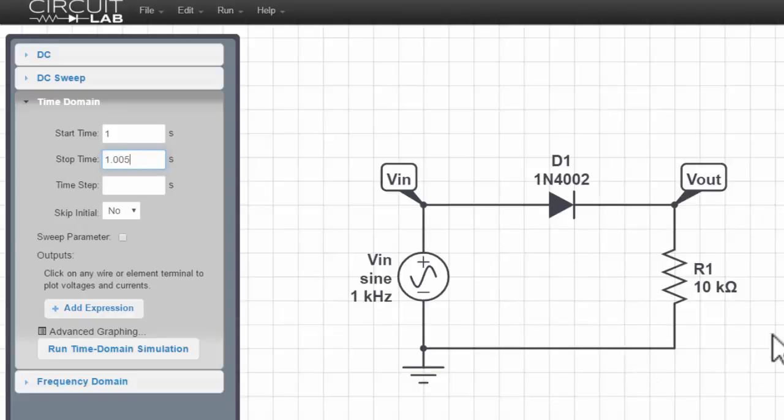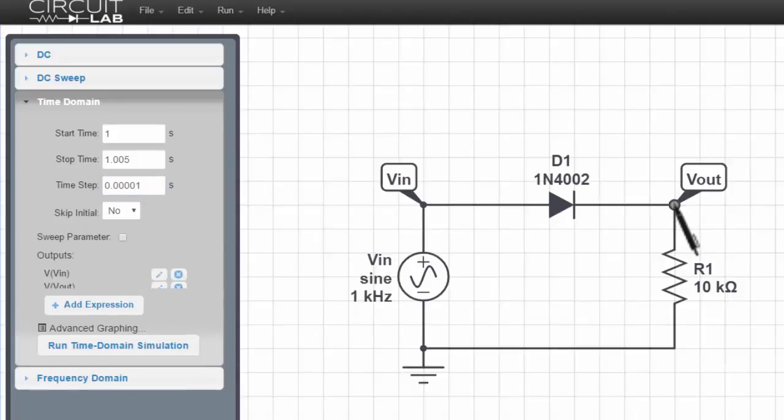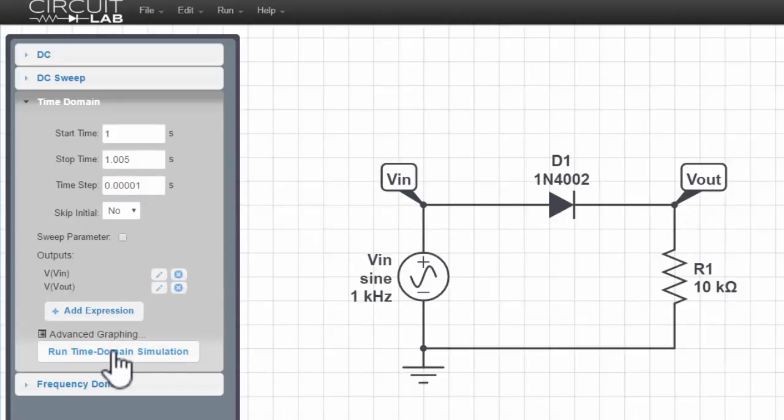Otherwise, if you have a capacitor, sometimes at the very beginning of the simulation, the circuit is not stabilized yet and the output signals are not really correct. For the time step, let's have as many time steps as we can. So let's put 0.0001 seconds. And we are looking at the input voltage and also the output voltage. And then we'll click Run Time Domain Simulation.